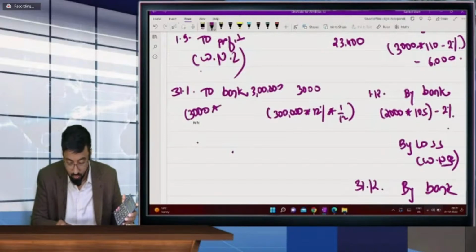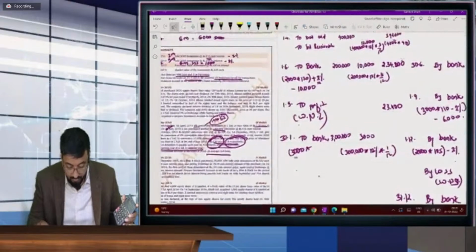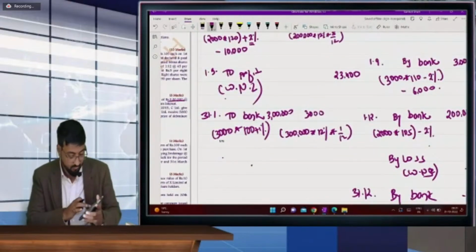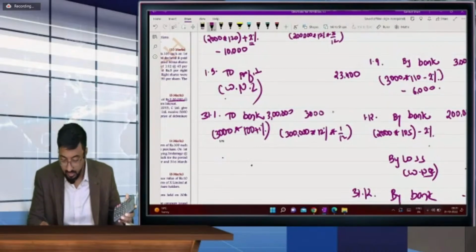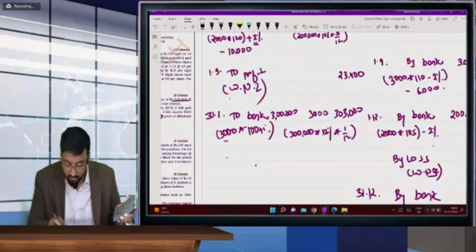3,000 into 100 plus 1%. 3 lakh 3,000. Sorry, 1%, why beta? It is 2%, no? Sorry, 2%. 3 lakh 6,000.